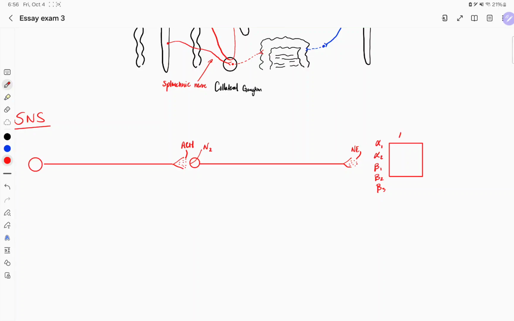And so the target effectors we're looking at here would be things like, again, cardiac muscle, smooth muscle, and glands.